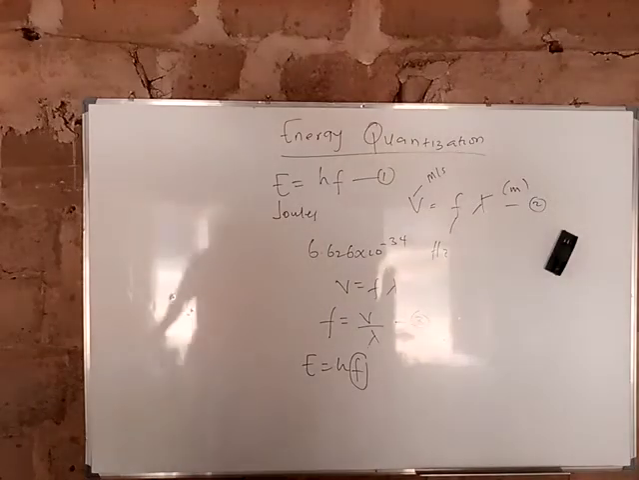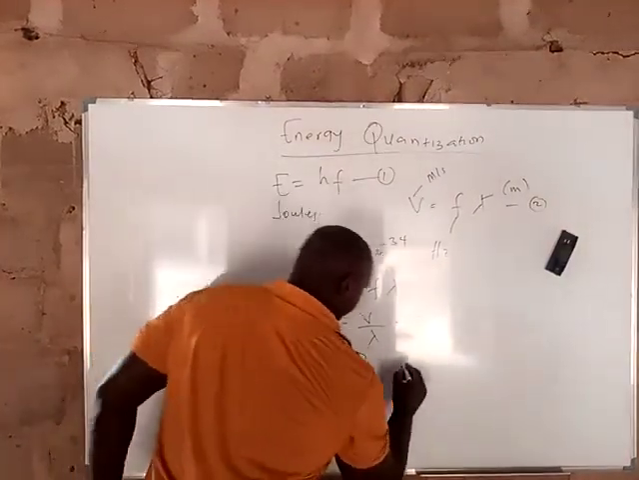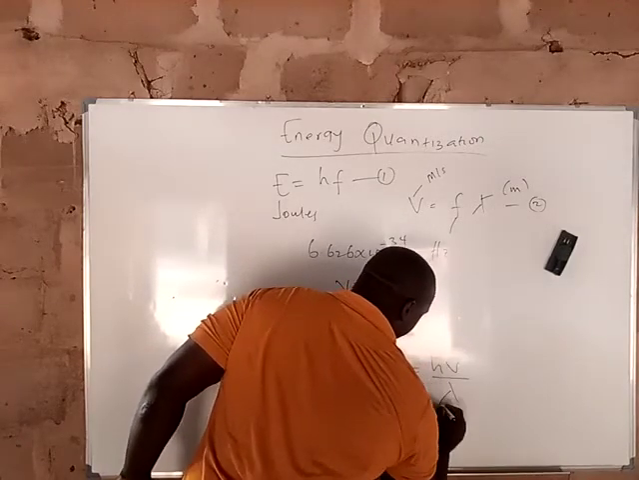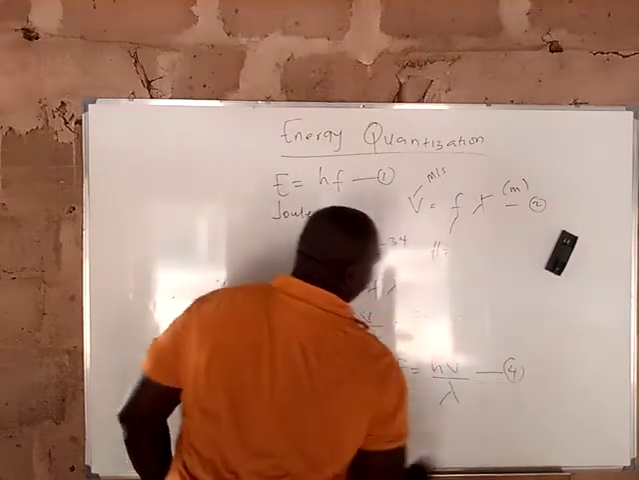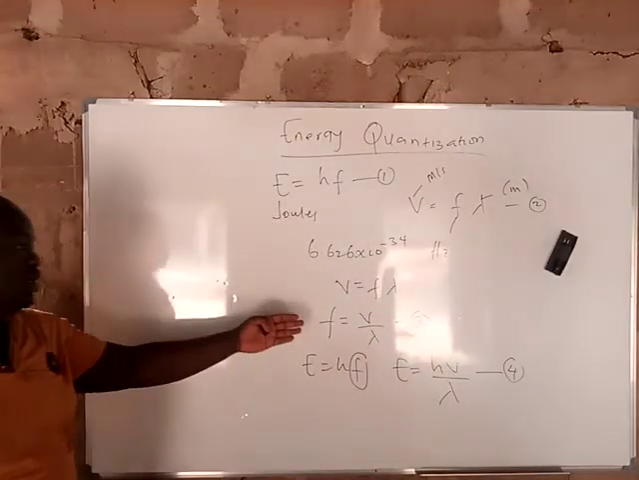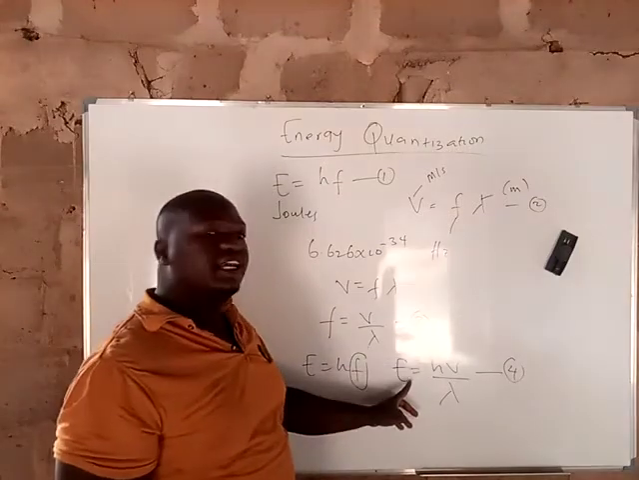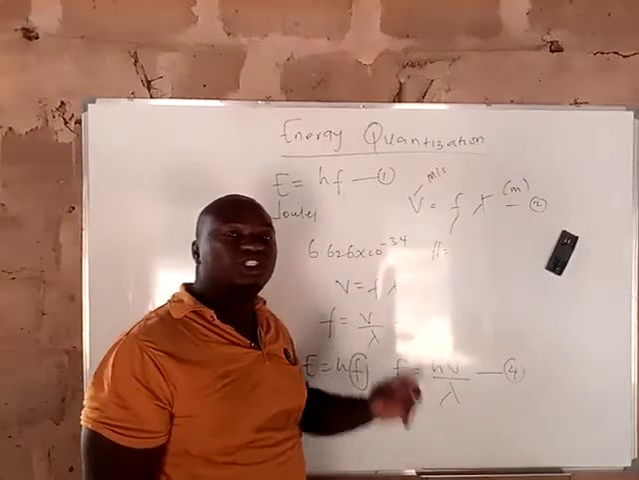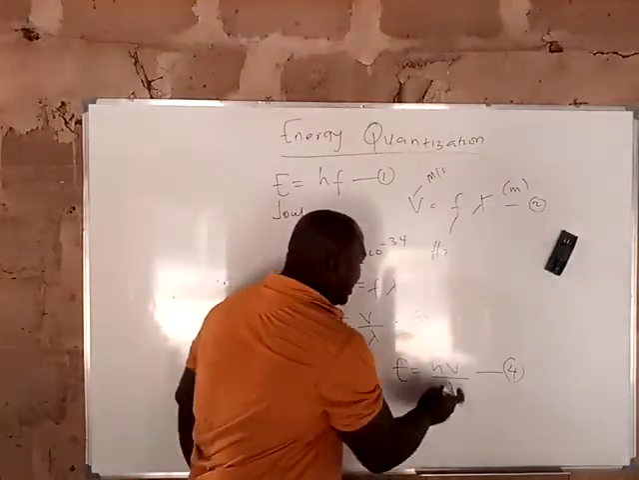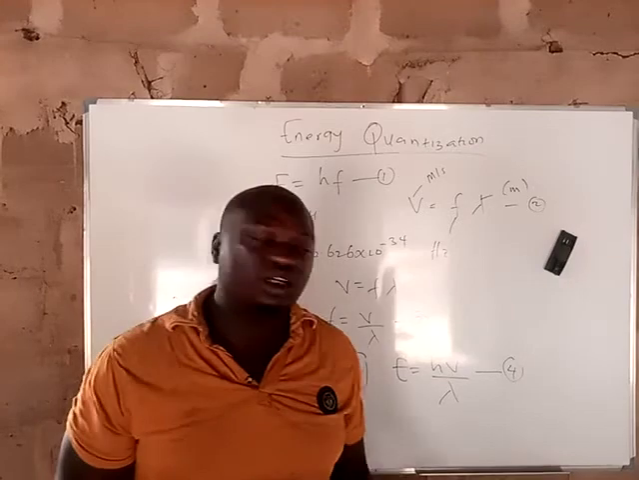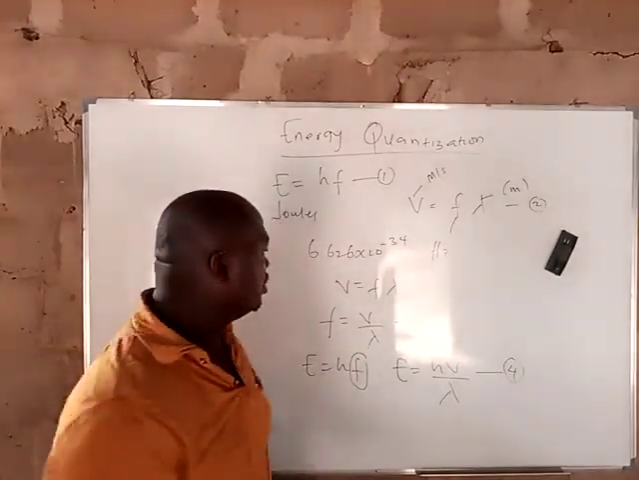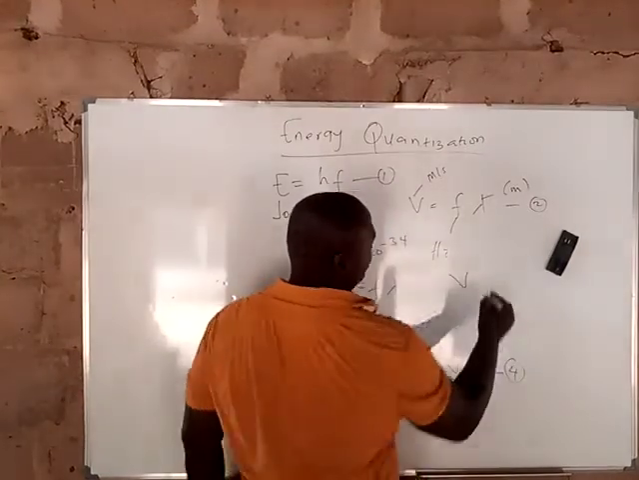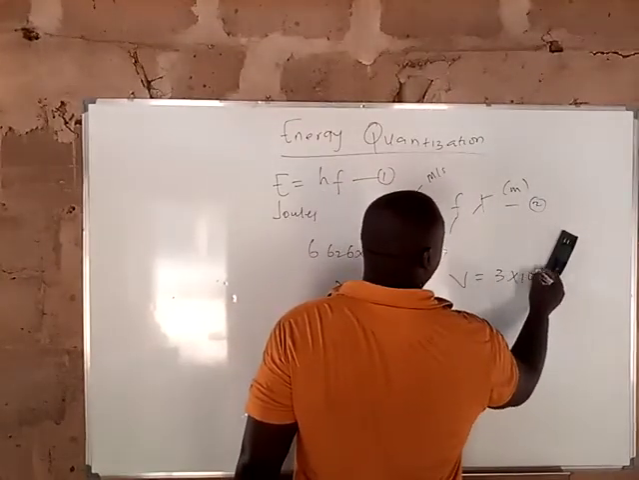Good. Now, my E will give you hv over lambda, and this will be my equation 4. Please note this very well: E is the energy measured in joules, h is our Planck's constant, and v is the velocity of light, while lambda is the wavelength. Like I said, h is a Planck's constant. v is the velocity of light, and it's also constant. So this is 3 times 10 raised to the power of 8.